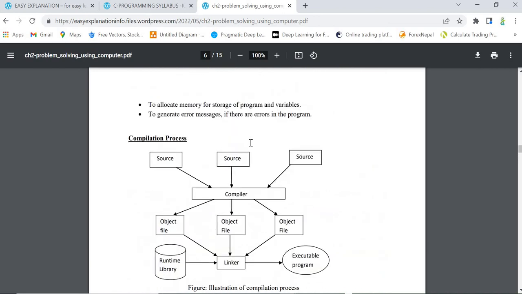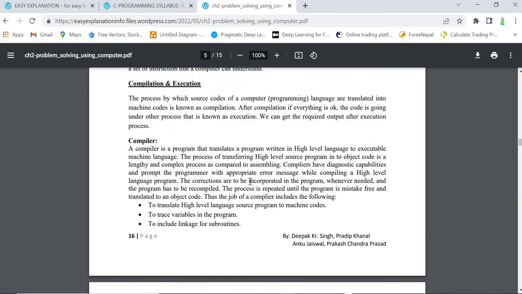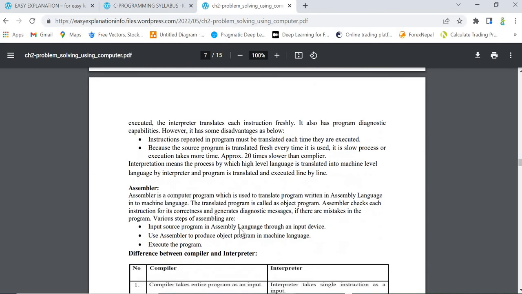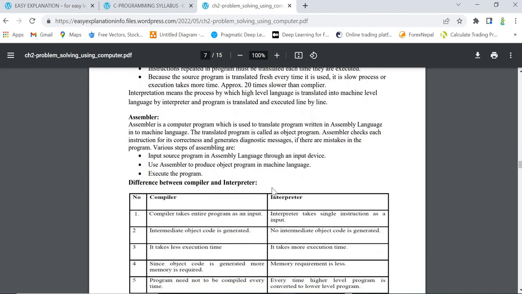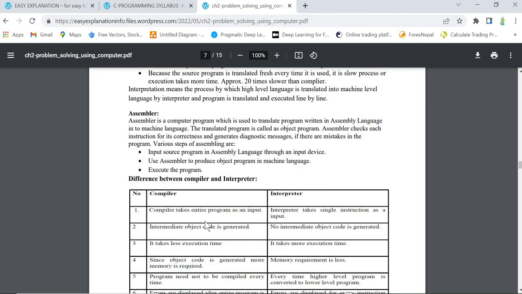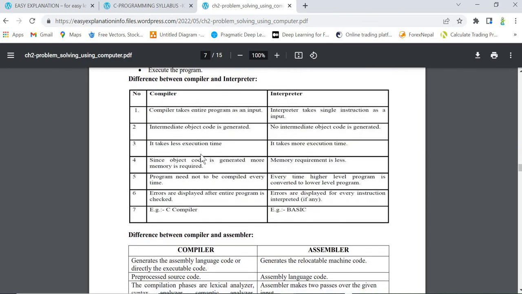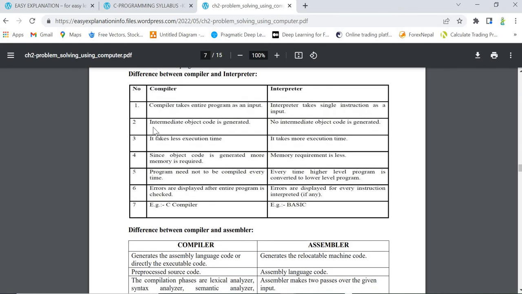Okay, so in this note, as you can see, we have a definition of compiler as well as interpreter. So please go through this. Okay, and this is the definition of assembler also. This is again one of the most important questions. The link of this note I will be providing in the description box, so don't worry about the note portion. So you can see the difference between compiler and interpreter. Okay, so let's go one by one.